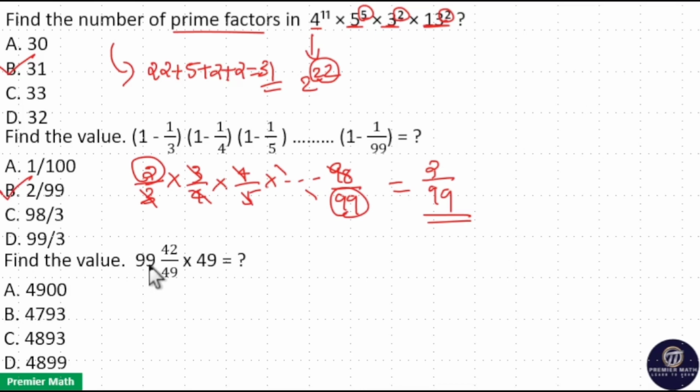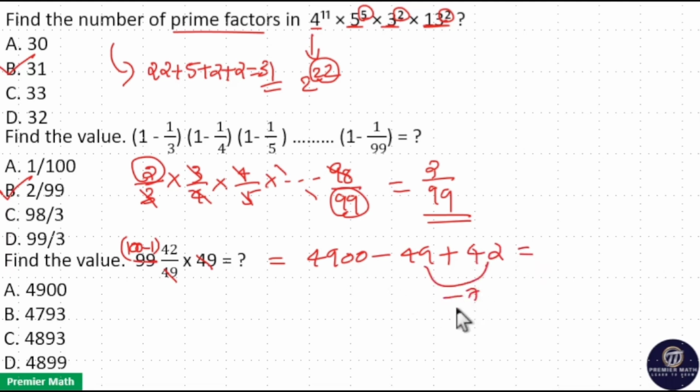Find the value of 99 into 42 by 49 into 49. When you elaborate this, 49 the numerator and denominator will cancel each other. Your answer will become 49 into 99 plus 42. Now 99 I can write it as 100 minus 1. Now 49 into 100 minus 49 plus 42 is your answer. That is 4900 minus 49 plus 42. Here this difference is minus 7. 4900 minus 7 is equal to 4893 is your answer.